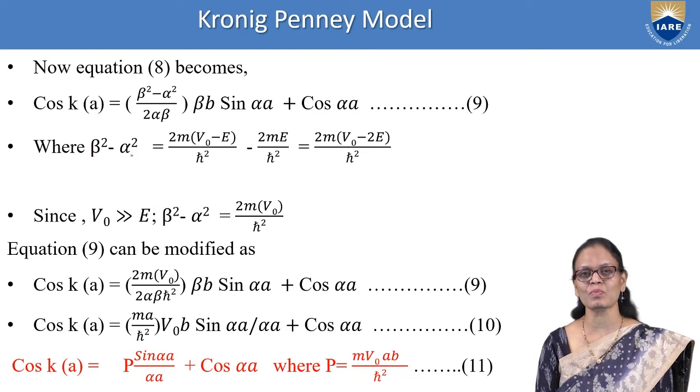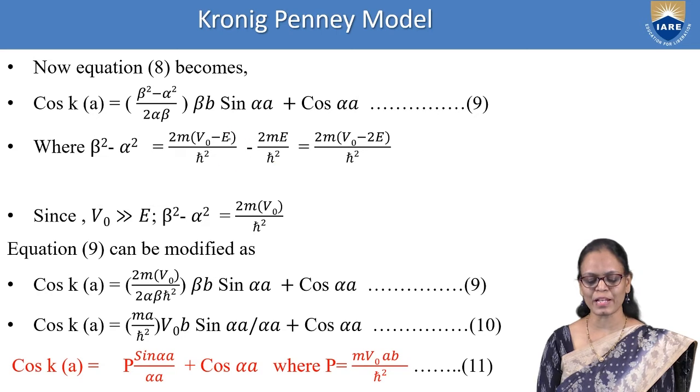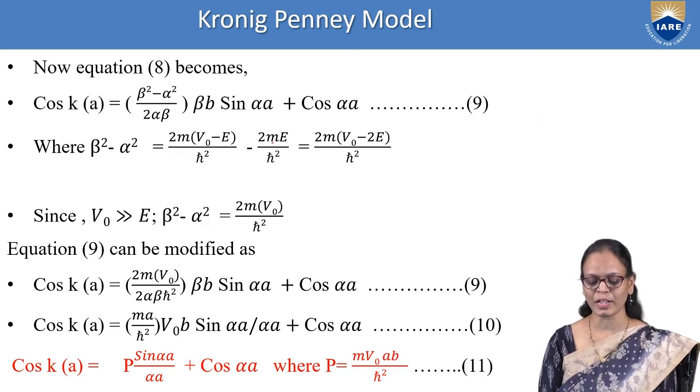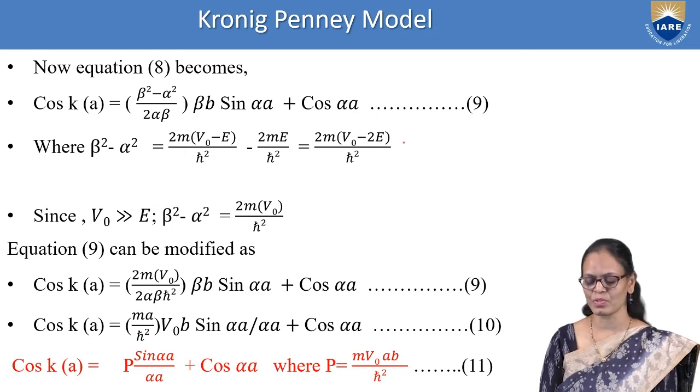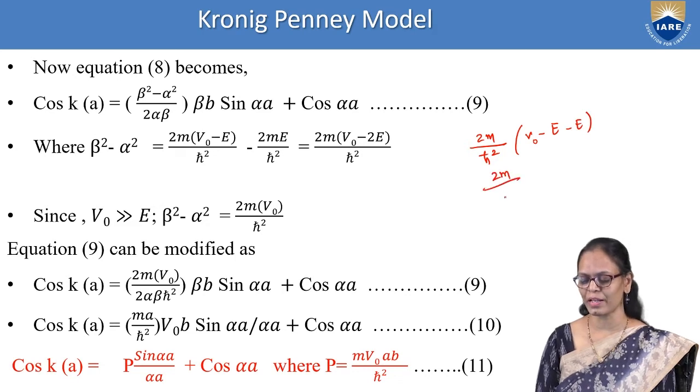And then what is beta square minus alpha square? Beta square is 2m into (V naught minus E) by h cross square, and alpha square is 2m into E by h cross square. So if you simply expand this, what are the things that are common here? 2m and h cross square. So if I take 2m upon h cross square common, in the first term we have V naught minus E, and in the second term again we have minus E. So we have 2m by h cross square into (V naught minus 2E).